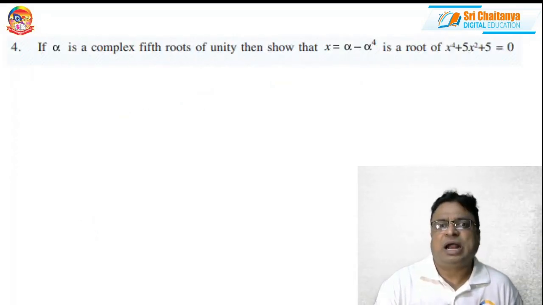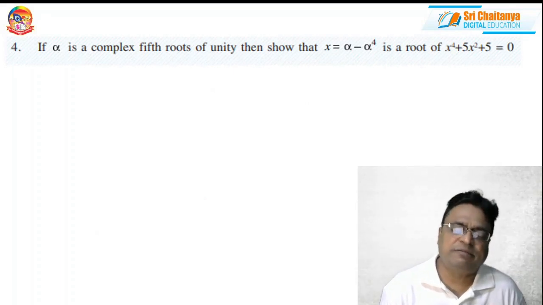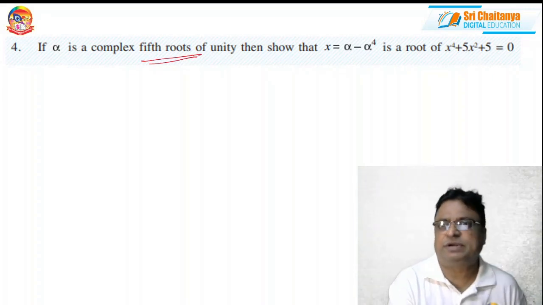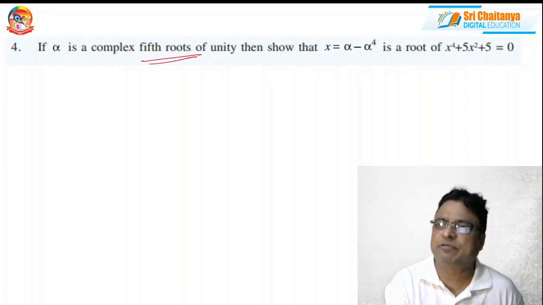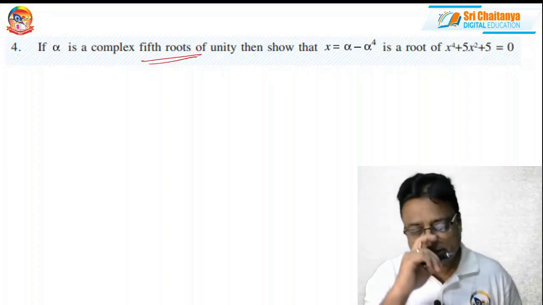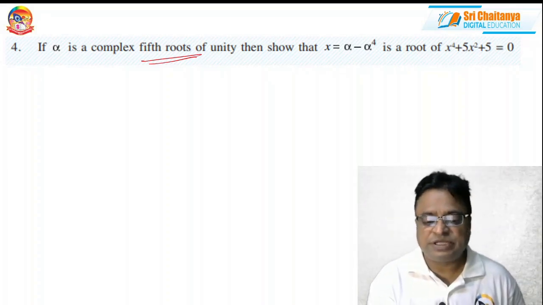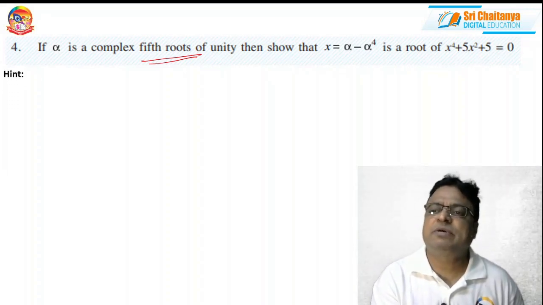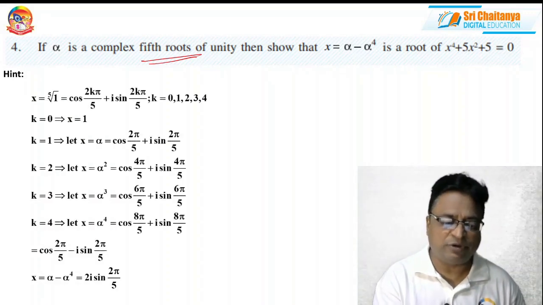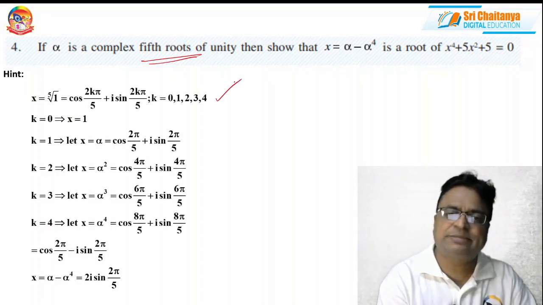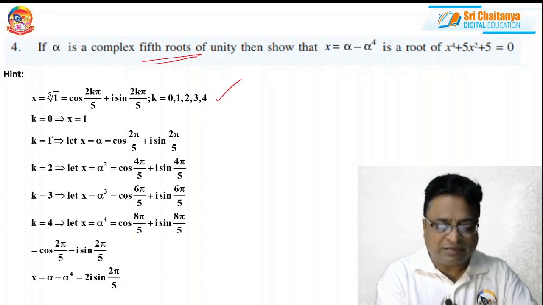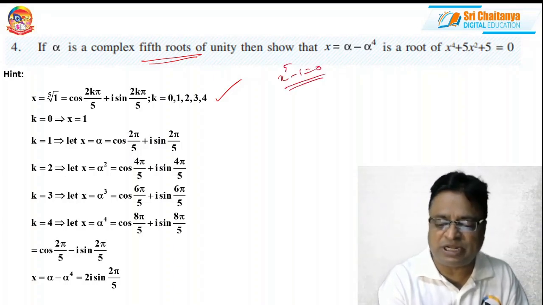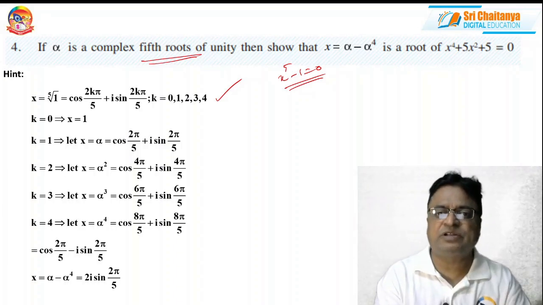Now the fourth problem. Read the question carefully. If alpha is a complex fifth root of unity, then show that x is equal to alpha minus alpha power 4 is a root of the given equation. So be careful. Alpha is a complex fifth root of unity, and we have to show that x is equal to alpha minus alpha power 4 is a root. So what I am doing is, the fifth root of unity I can write like this: x power 5 minus 1 equal to 0, because it is a reciprocal equation. So if alpha is a root, 1 by alpha is also a root.